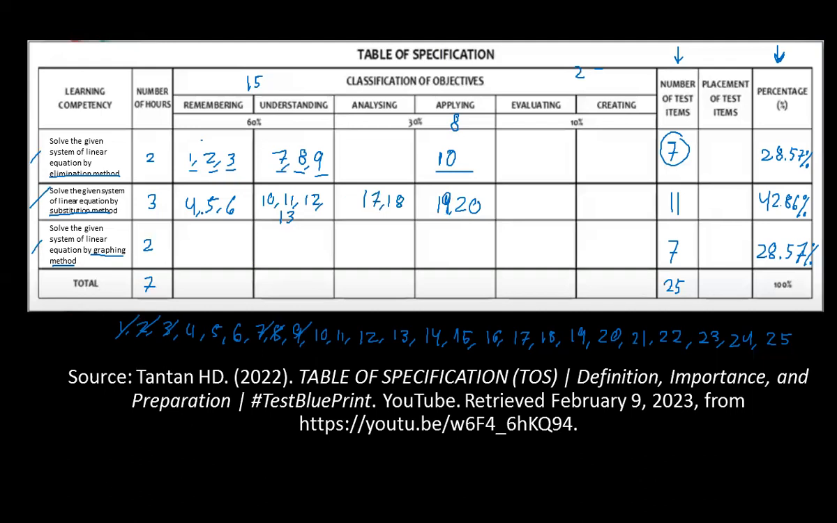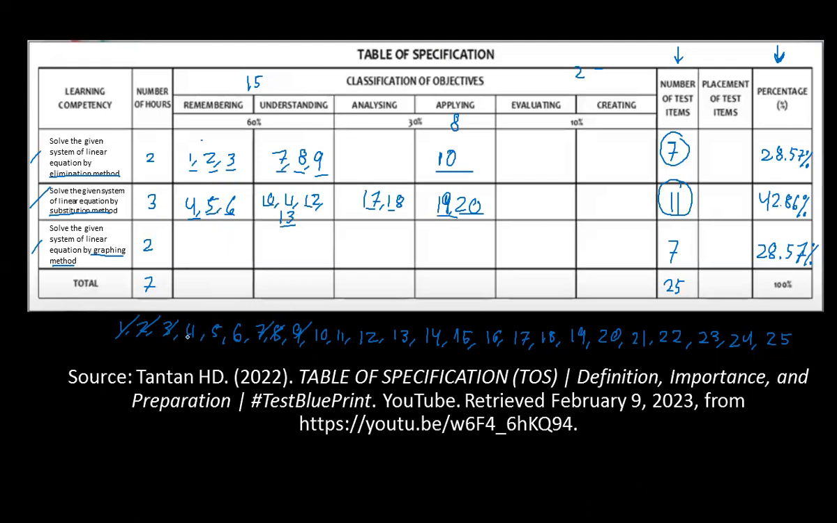Diba? So then let's count. 1, 2, 3, 4, 5, 6, 7, 8, 9, 10, 11. So that's good. Okay na to. This is total of 11 test items. So that means for a fourth to sixth item pang substitution method na usapan, 10 to 13 item pang substitution method ang usapan, 17 to 18th item pang substitution din, and 19th to 20th item pang substitution method siya.